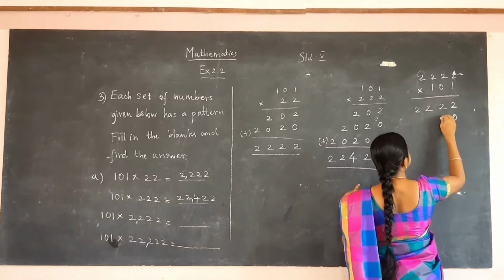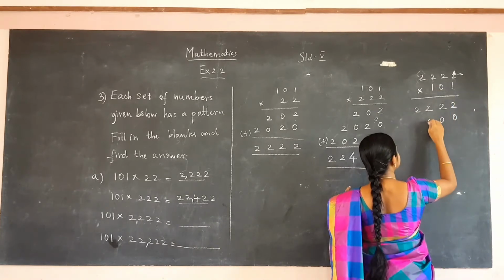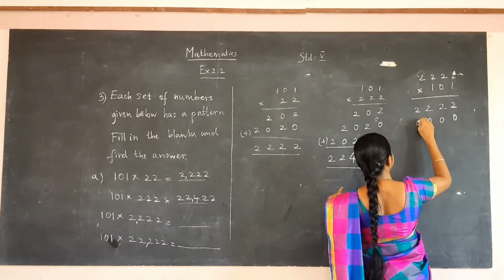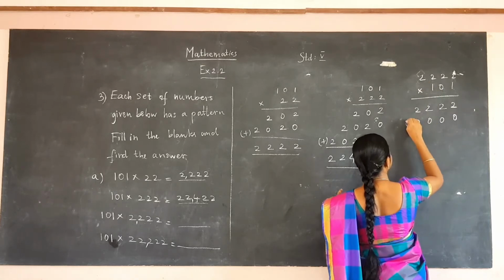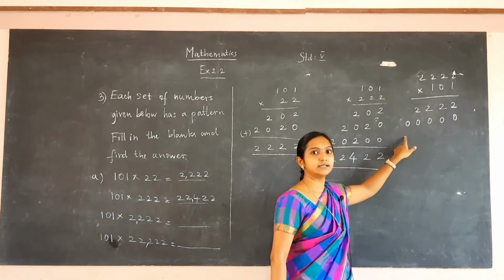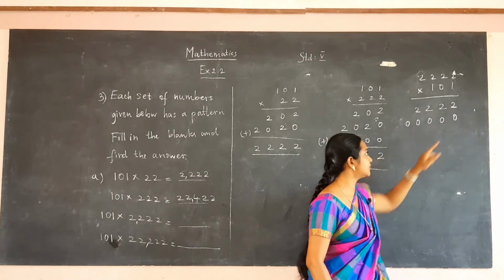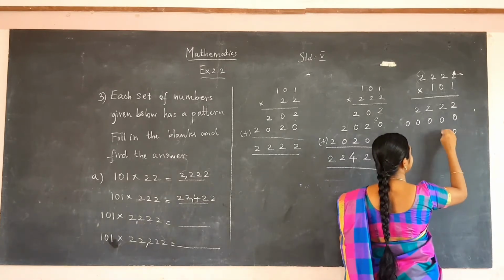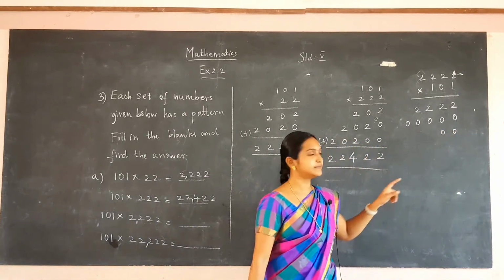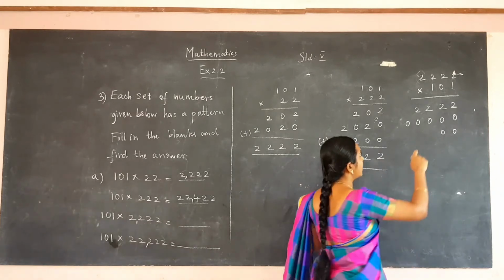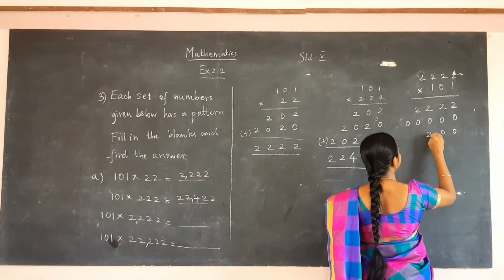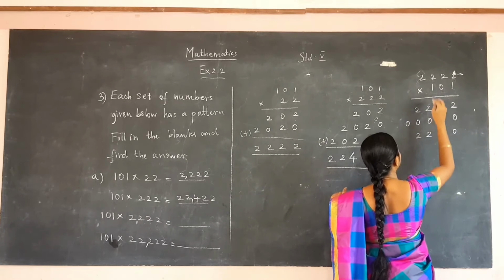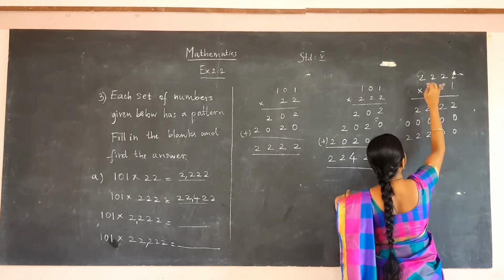0 into 2 will be 0, again 0, 0, and again 0. Now we are going to write the third line. So put 0 in the first two places and start writing from the third place. 1 into 2 will be 2, 1 into 2 will be 2, 1 into 2 will be 2, 1 into 2 will be 2.